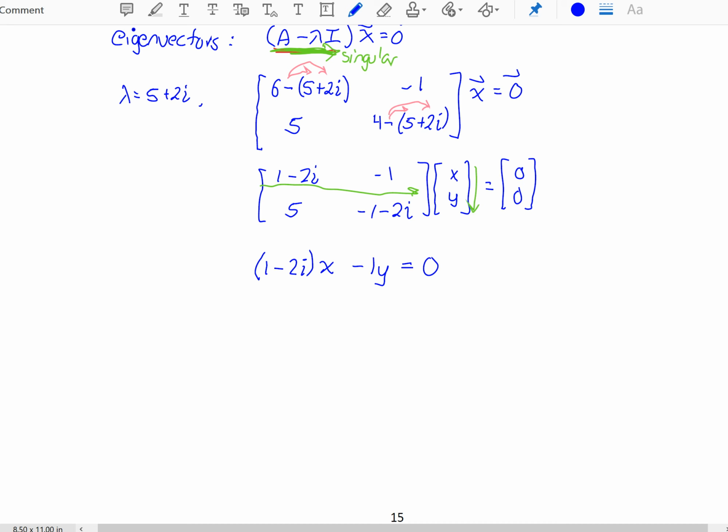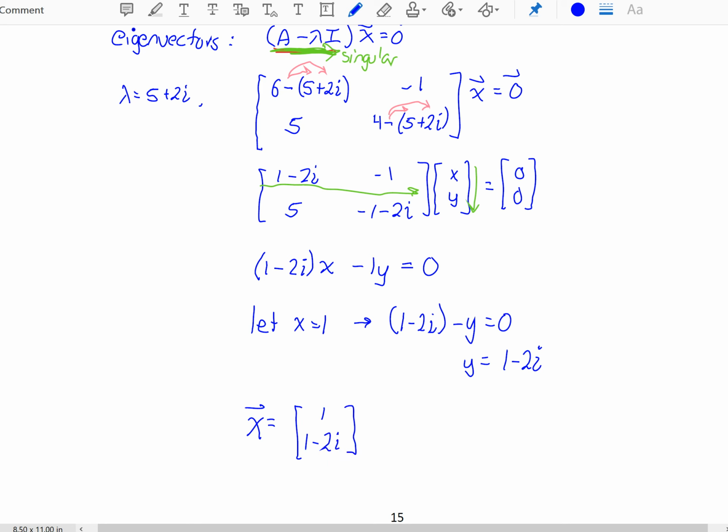And so here we get to choose to let x be some value. I'm going to let x equal 1, because if x is 1, then we get the equation 1 minus 2i minus y equals 0, or that y has to equal 1 minus 2i. This allows us to write our eigenvector x as a vector whose x component is 1 and whose y component is 1 minus 2i.